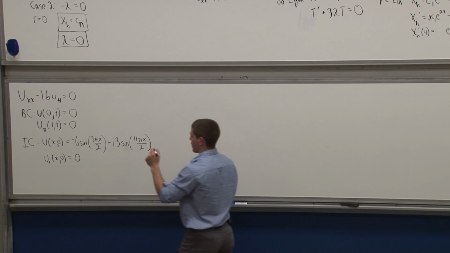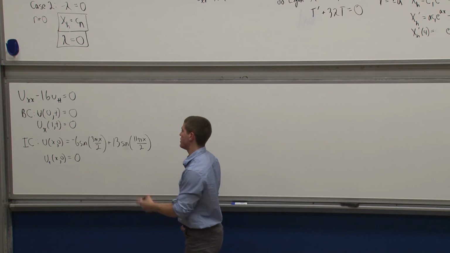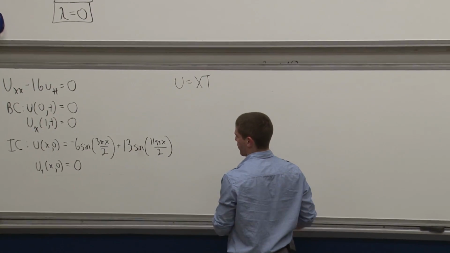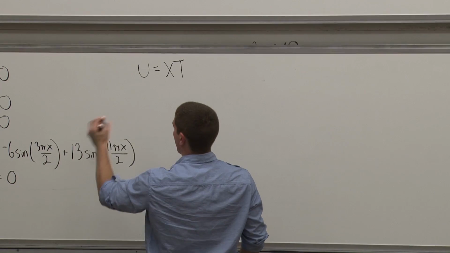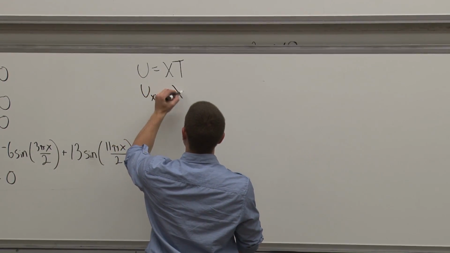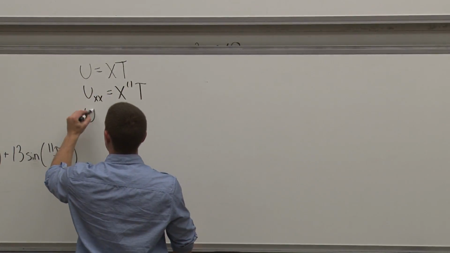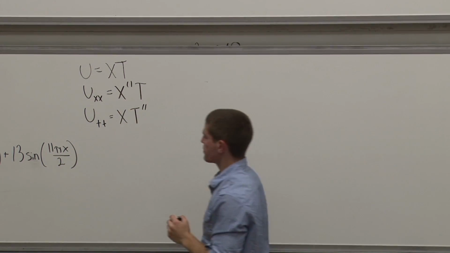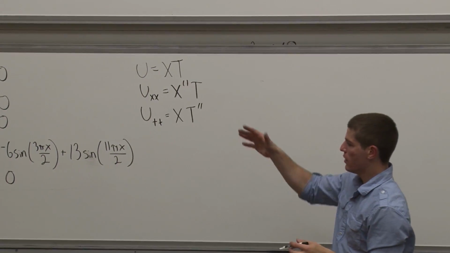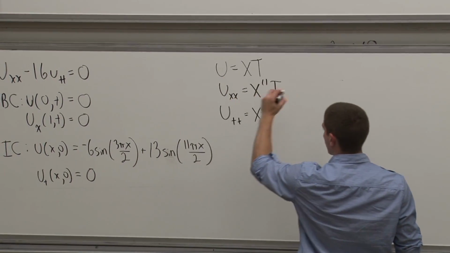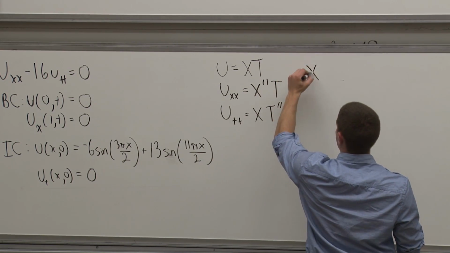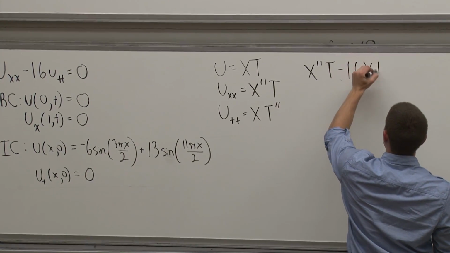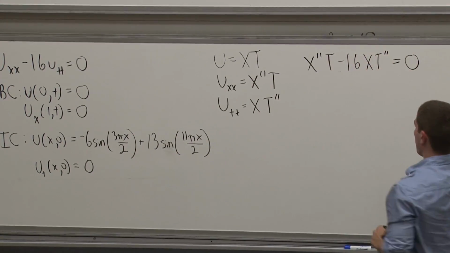First step, same thing. u is a product of two functions, x and t, so we make u equal X(x)T(t). Then we need to plug in the derivatives. So uxx is equal to X double prime times T, and utt is equal to X times T double prime. Now we plug those into our initial equation: X double prime T minus 16 X T double prime equals 0.